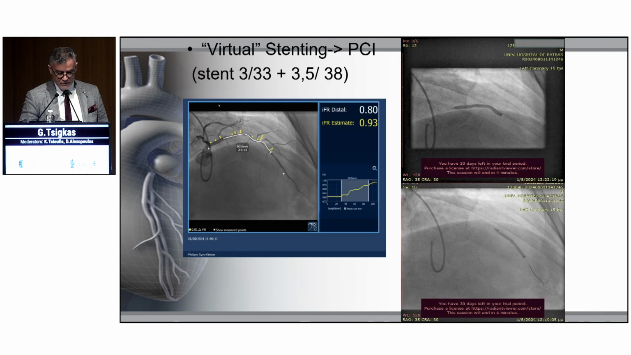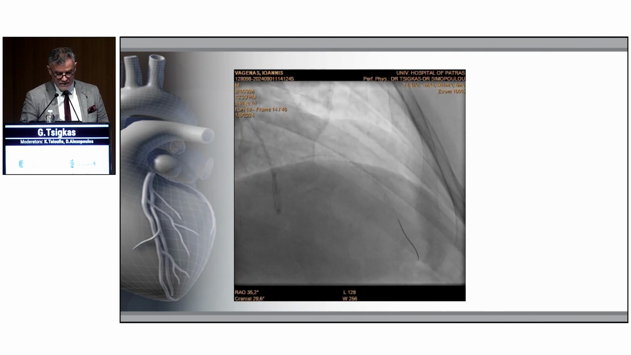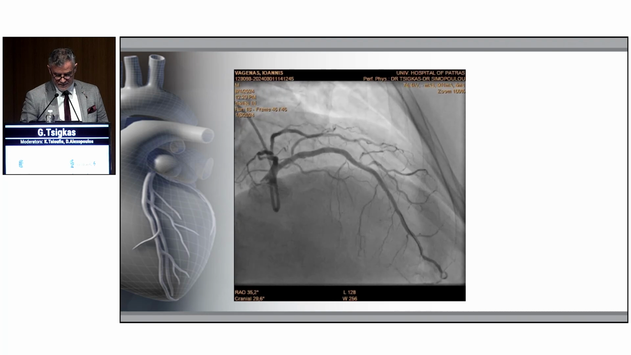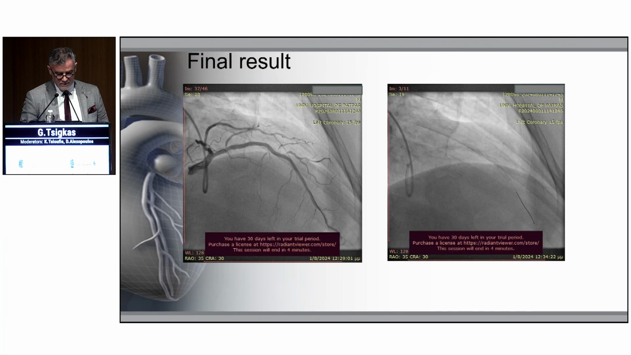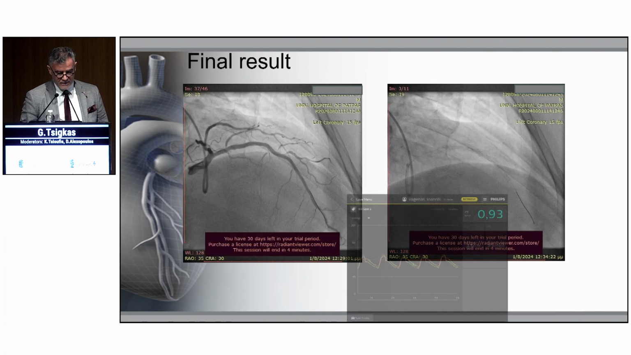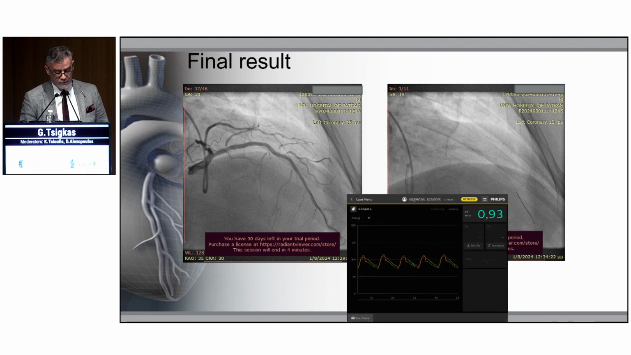And because I spoke about estimation and prediction, you could see that the iFR estimated with this machine was 0.93. So we put 2 stents there. This is the final angio. It's pretty good, I could say. And this is the final result with this amazing post-stenting, with the problems I mentioned previously regarding what iFR post-stenting means. Exactly what the machine predicted, 0.93.